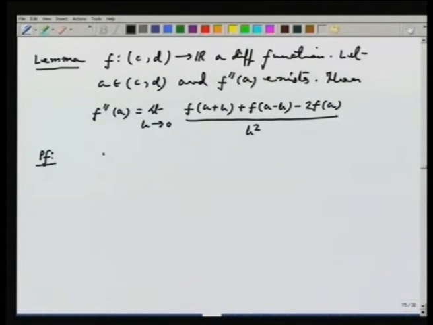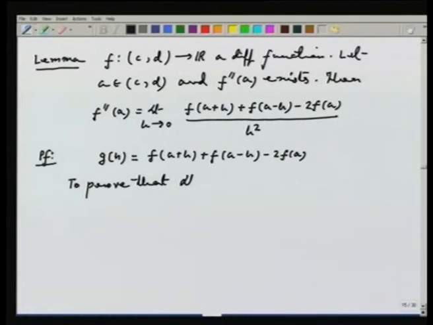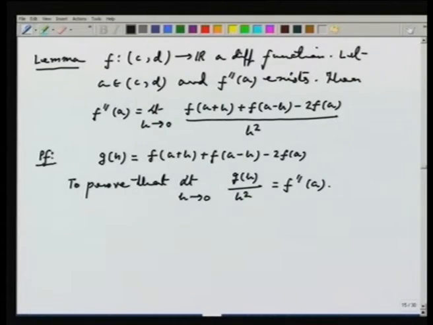What I do is, I look at the function g of h equals f of a plus h plus f of a minus h minus twice f a. Then we need to prove that limit h going to 0, g of h divided by h square is equal to f double prime a. Now, if you just think naively, putting h equals to 0 in the numerator and denominator, you quickly observe that this is a famous 0 by 0 form, and as we have done in the last lecture, to take care of the 0 by 0 forms, you use the L'Hopital rule.